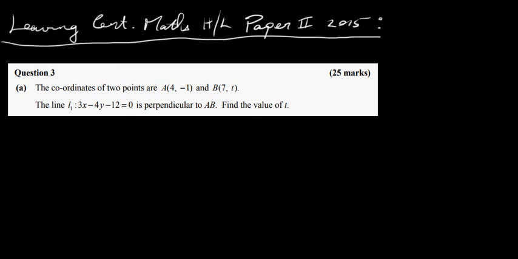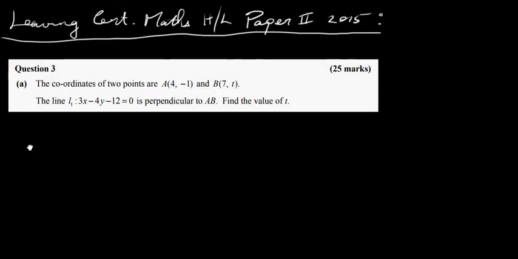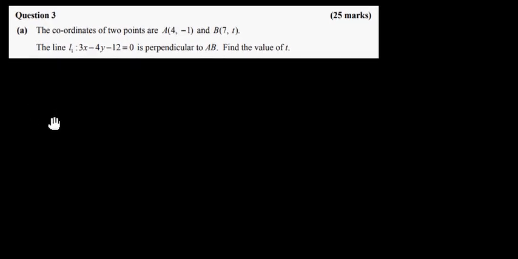Okay, so let's have a look at the Leaving Certificate Higher Level Maths Paper 2 for 2015, and we're going to have a look at this question here, which is question 3. Question 3 is a coordinate geometry of the line type question, and we have 2 points here, A which is (4, -1) and B which is (7, t), so we don't know the y coordinate here.